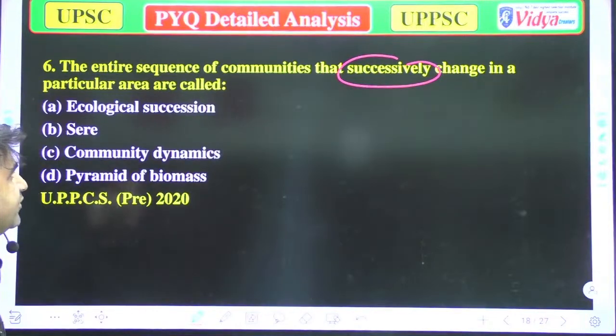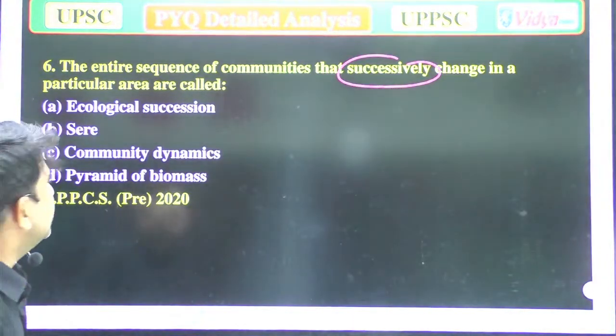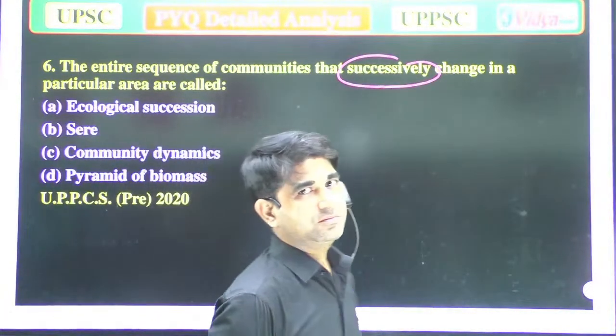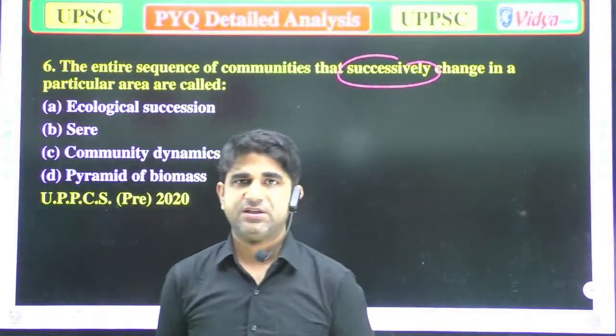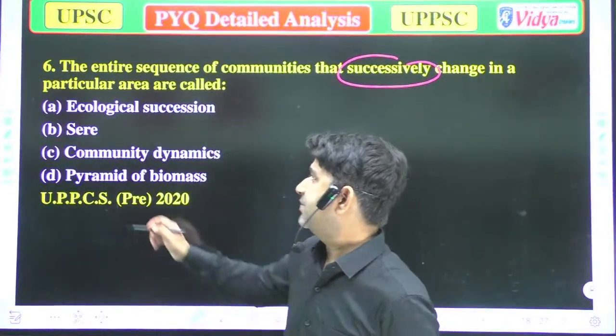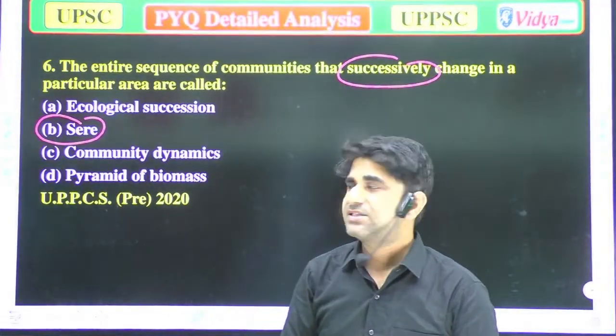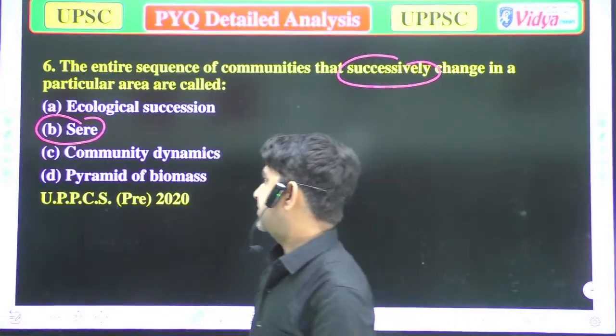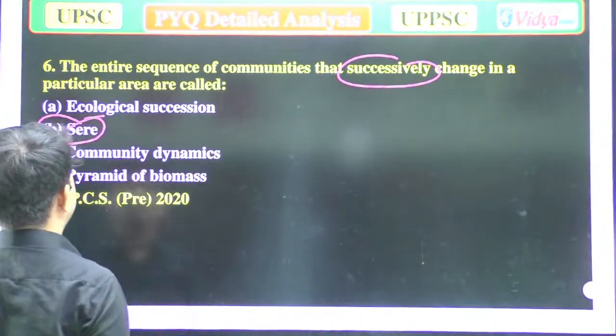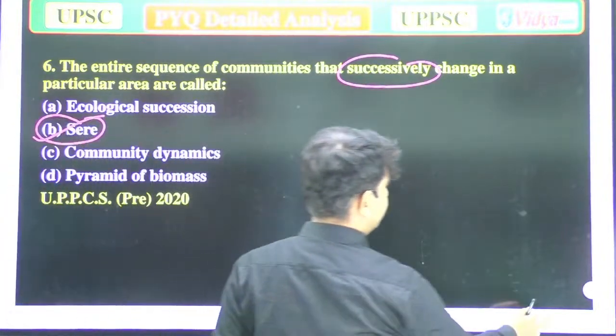The entire sequence of communities that successively change in a particular area is called a series. These sequential changes are called series. So option B is correct. Now we'll move to the next question.